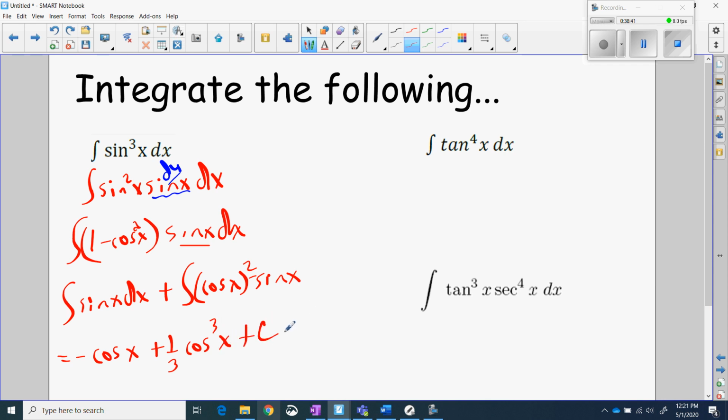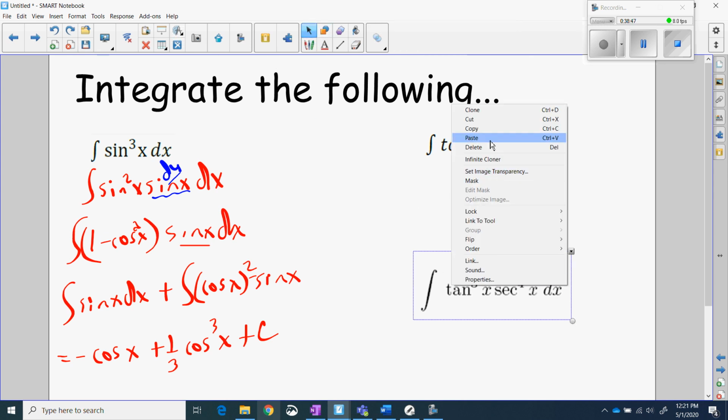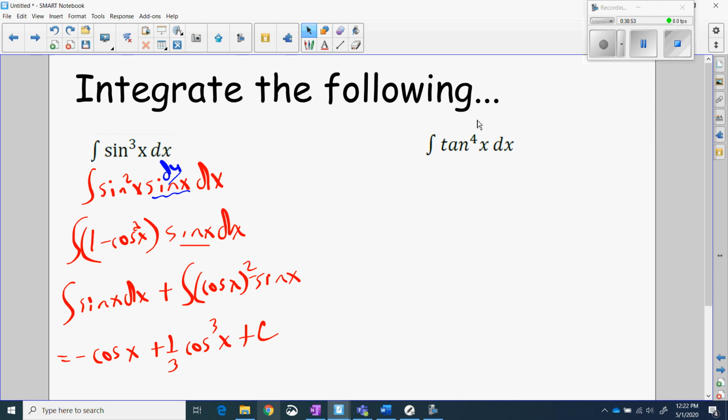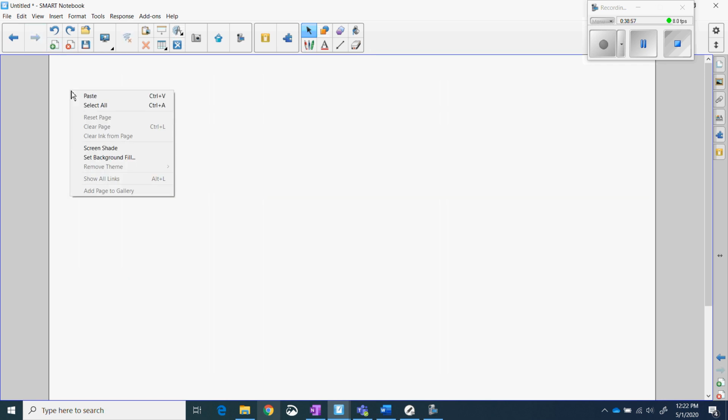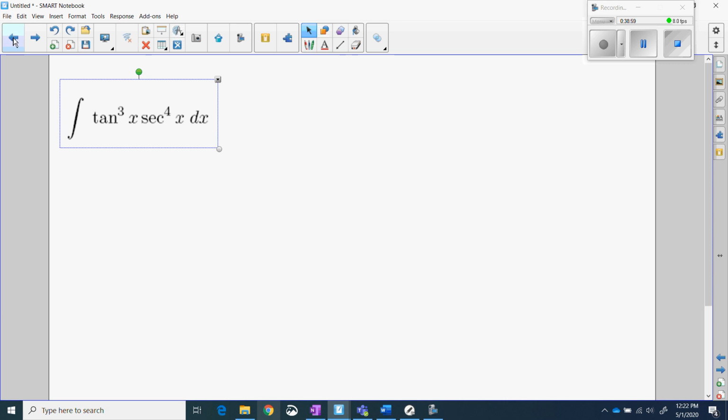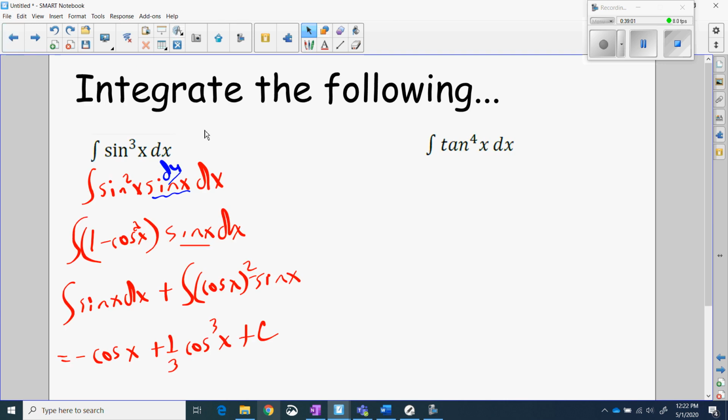Now let's go. Let's get this guy out of the way. Just putting them on a new page here afterwards. We have room. All right, we'll come back to that guy in a second. All right, let's see. Tangent to the 4th x dx.